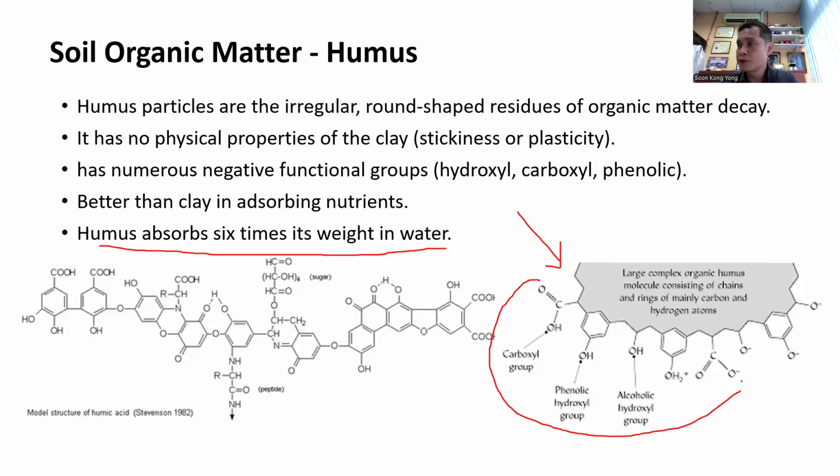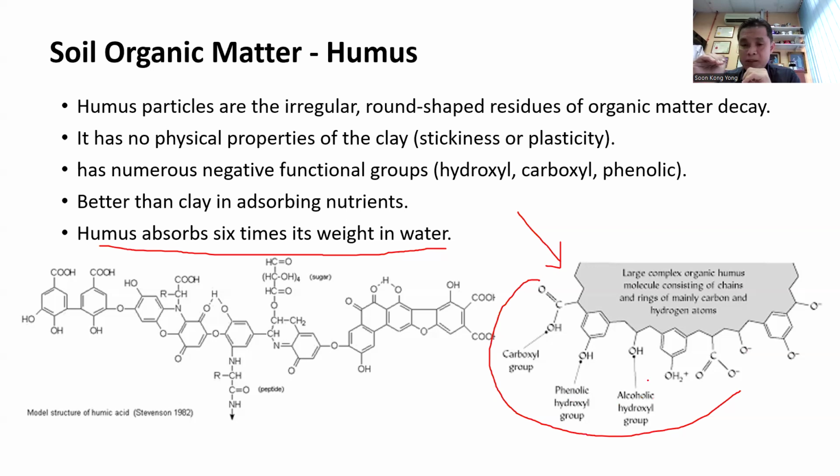What I'm trying to say to you is that the surface of humus or organic matter is packed and rich with negative charge. And this negative charge comes from the carboxyl group, the phenolic group, and the alcoholic hydroxyl group. So these negative charges are very similar to the clay, except that they are flexible. There are plenty of them.